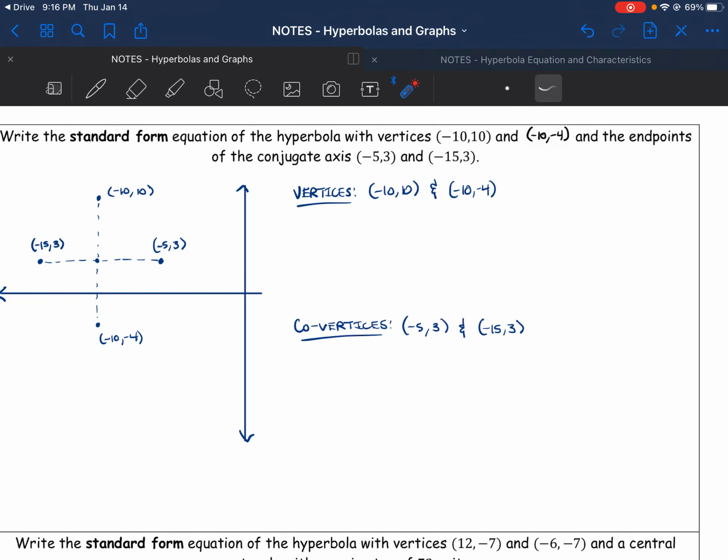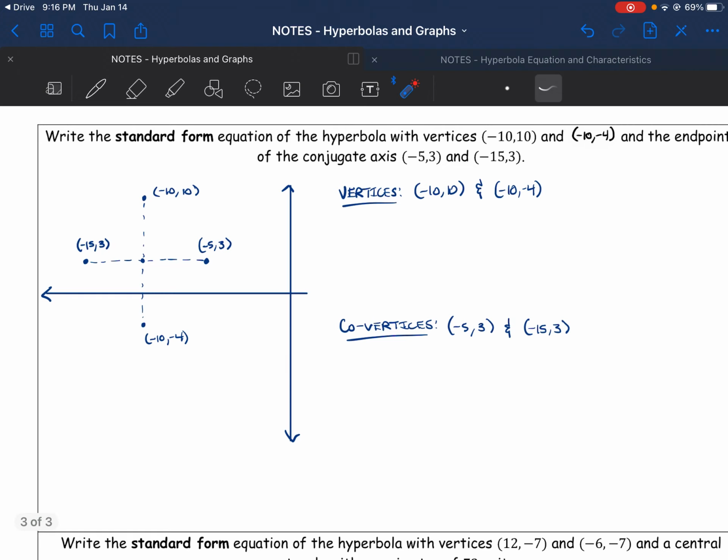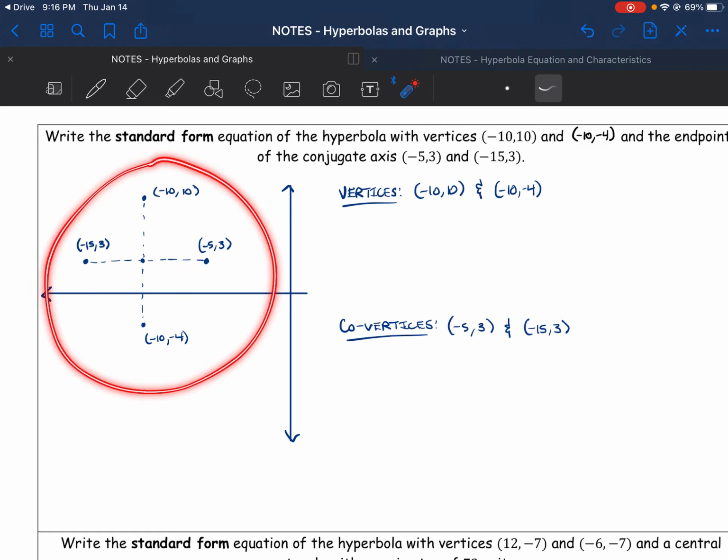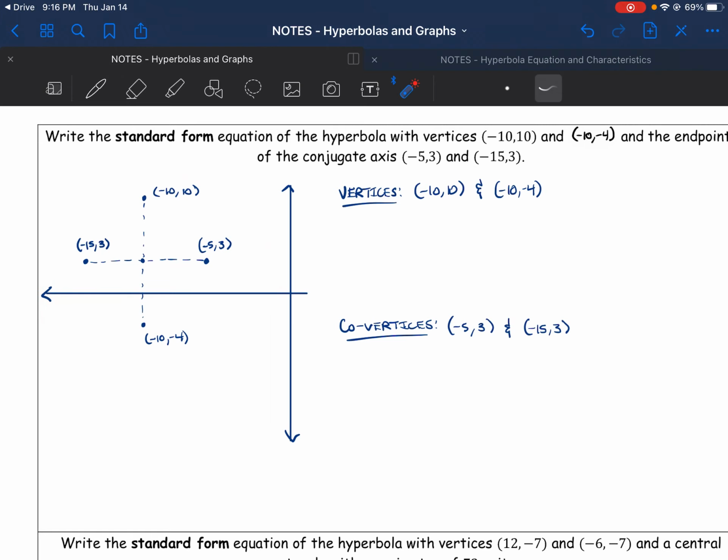So I just wrote down that we had the vertices here, and we had the co-vertices, negative 5, 3, and negative 15, 3. And what I decided to do is give a very rough sketch. This is not drawn to scale in any way. It's just a rough sketch, okay?